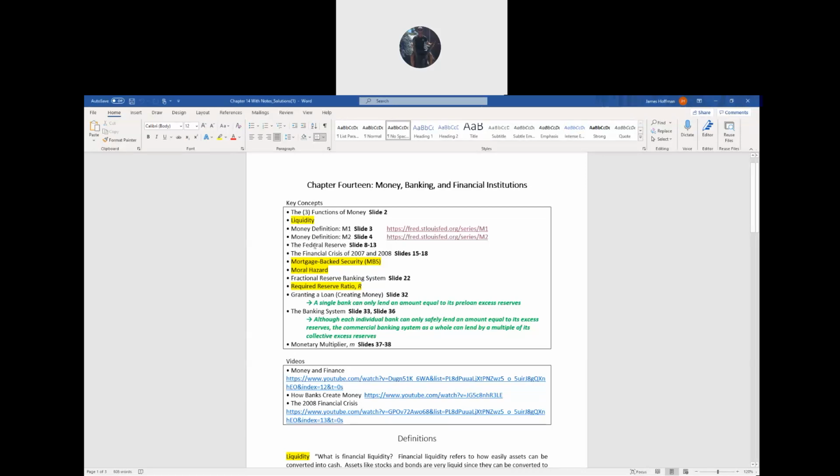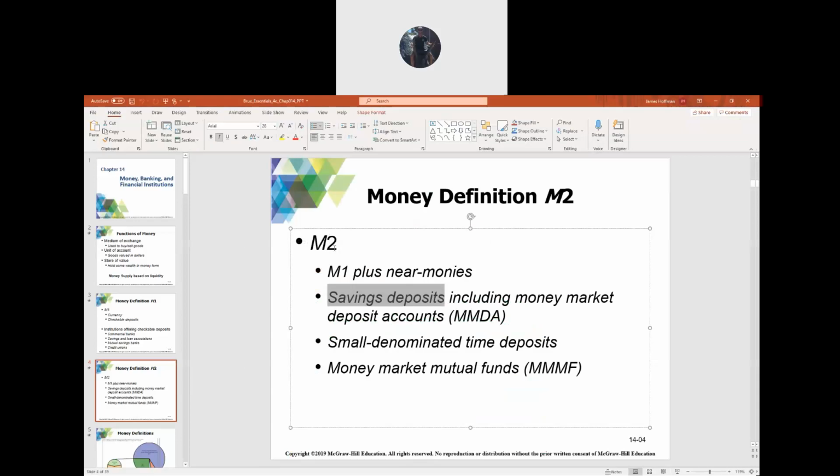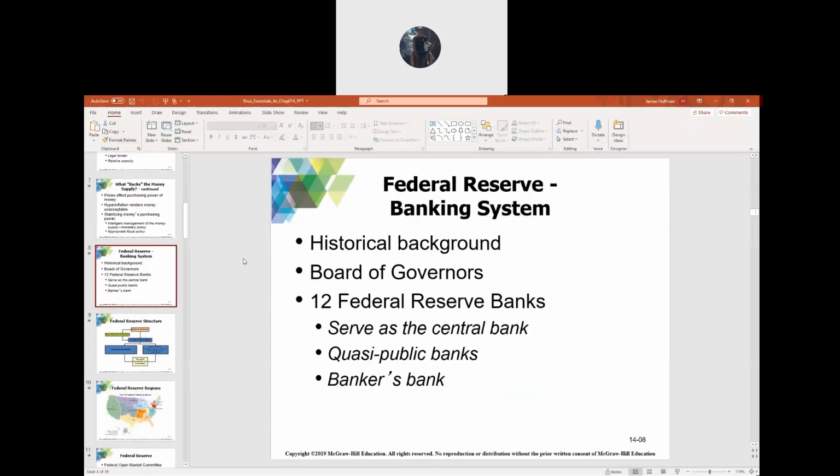Let's talk about the Federal Reserve. The Federal Reserve is the central bank of the U.S., and we've got slides 8 to 13 to talk about that. There are 12 Federal Reserve banks, and they operate as the region in which they're assigned. They also operate as quasi-public banks, and they're banks as well, so you can do normal banking there.